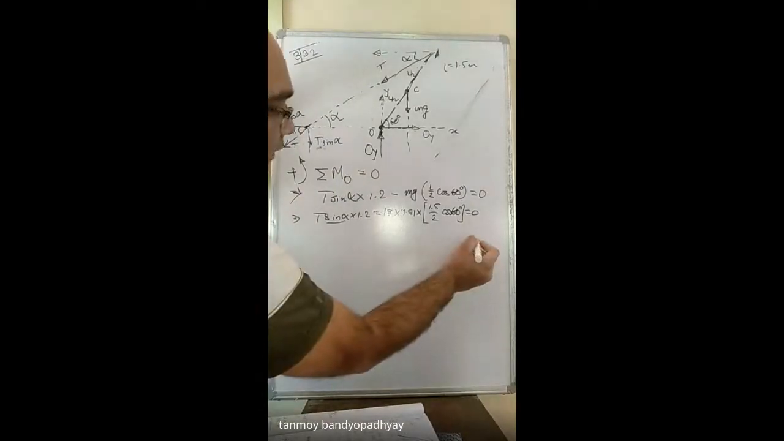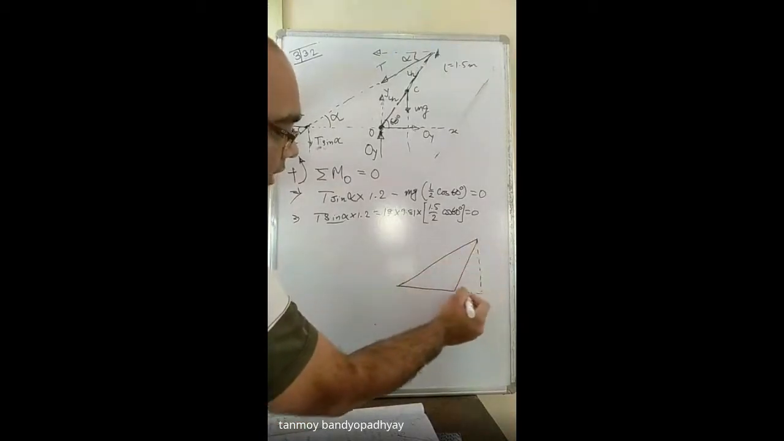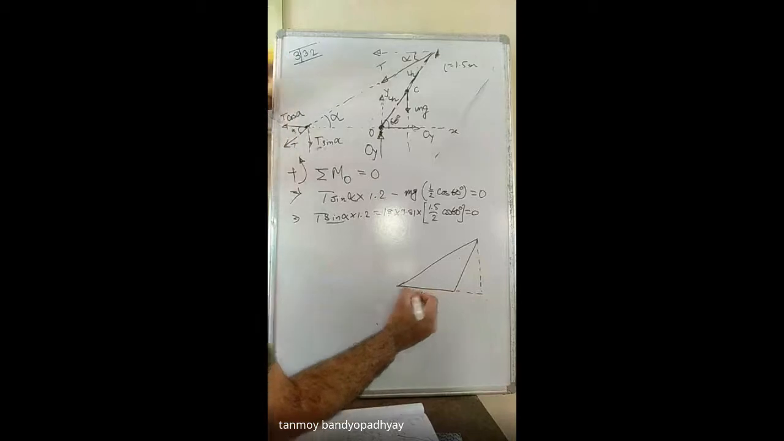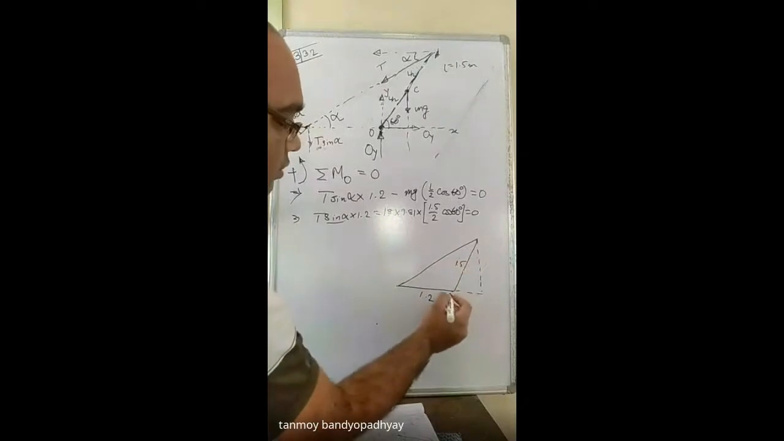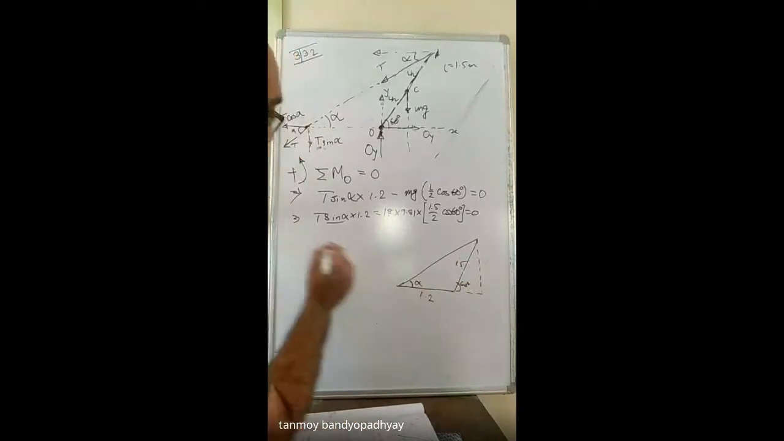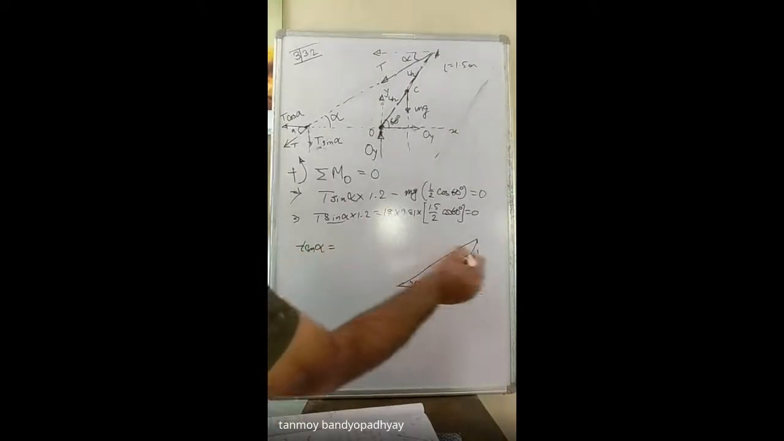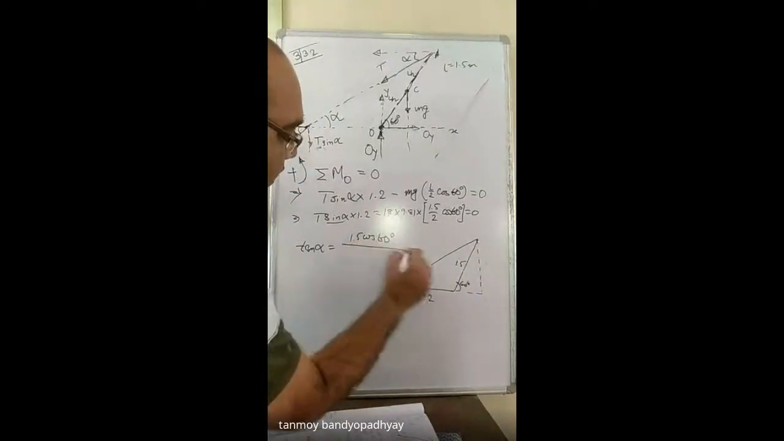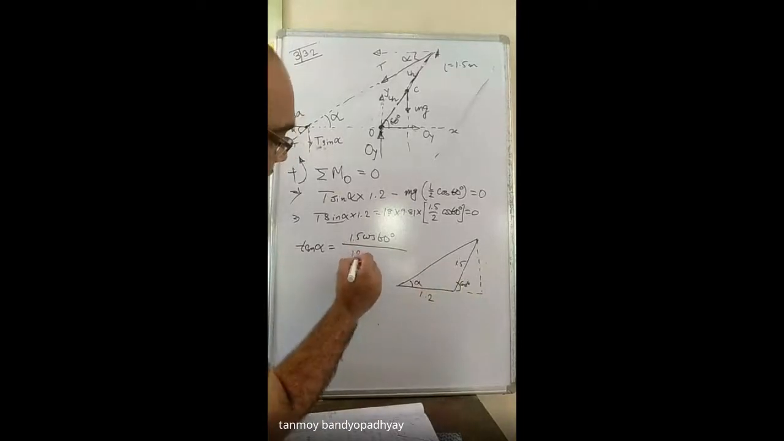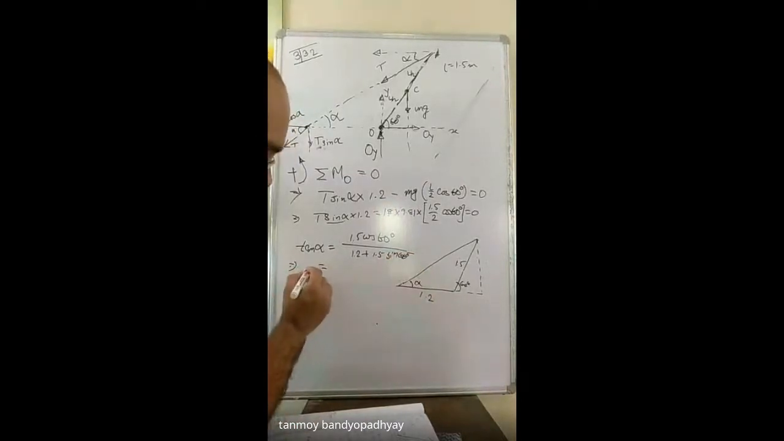If I drop a perpendicular from here, this distance is 1.2 and this distance is 1.5. This is 60 degrees, and this one is alpha. To calculate alpha, tan alpha is equal to perpendicular, which is 1.5 cos 60 degrees, divided by base, which is 1.2 plus 1.5 sin 60 degrees. Just calculate what value of alpha you are getting.